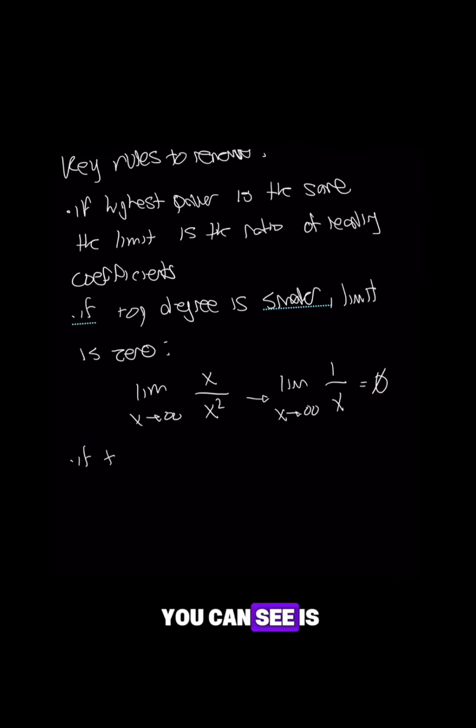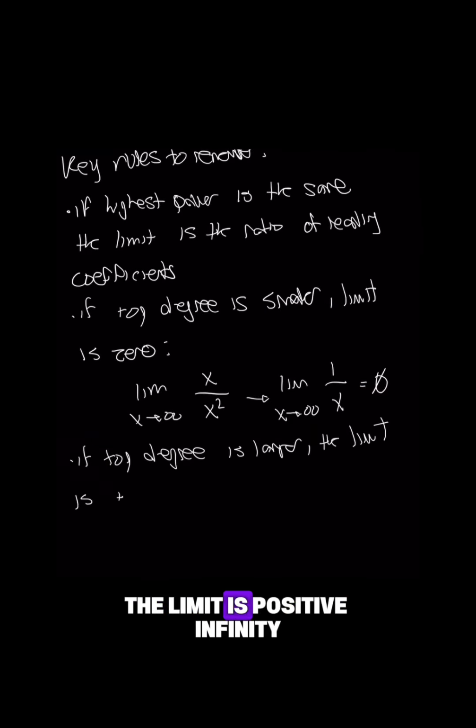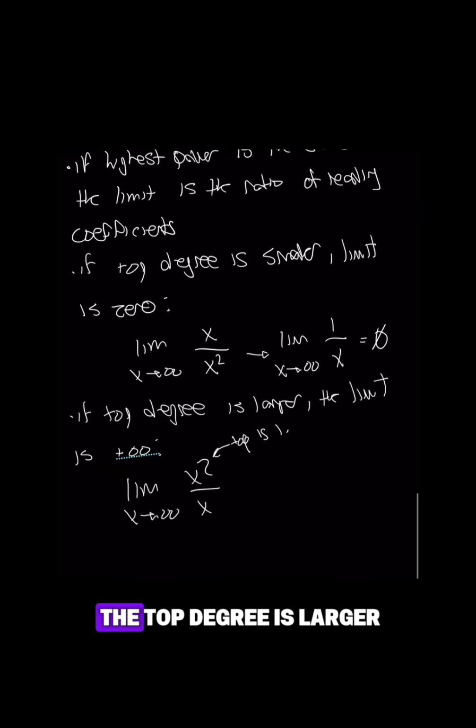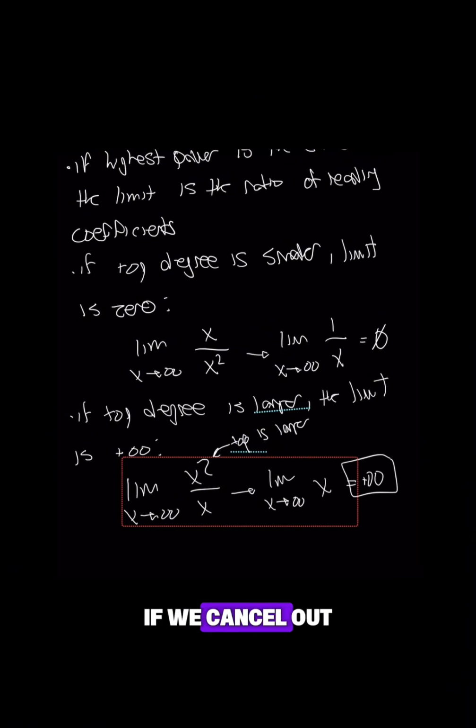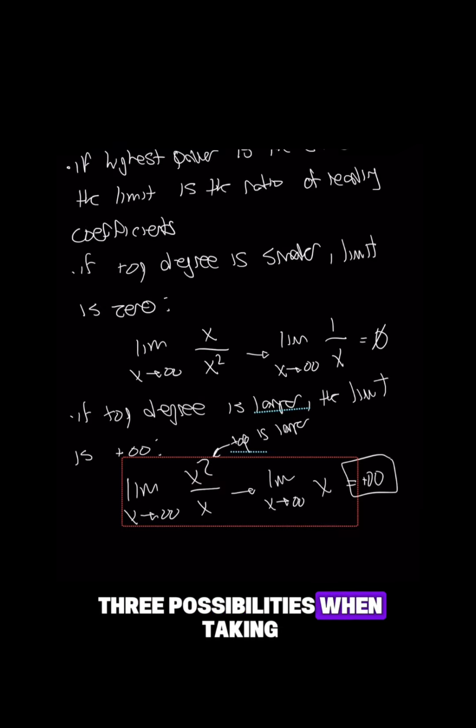And the last situation you can see is if the top degree is larger, the limit is positive infinity, because we see that the top degree is larger in this situation here. If we cancel out one of the x's, as x goes to infinity, our function x is going to also just go to infinity. So these are the three possibilities when taking an infinite limit.